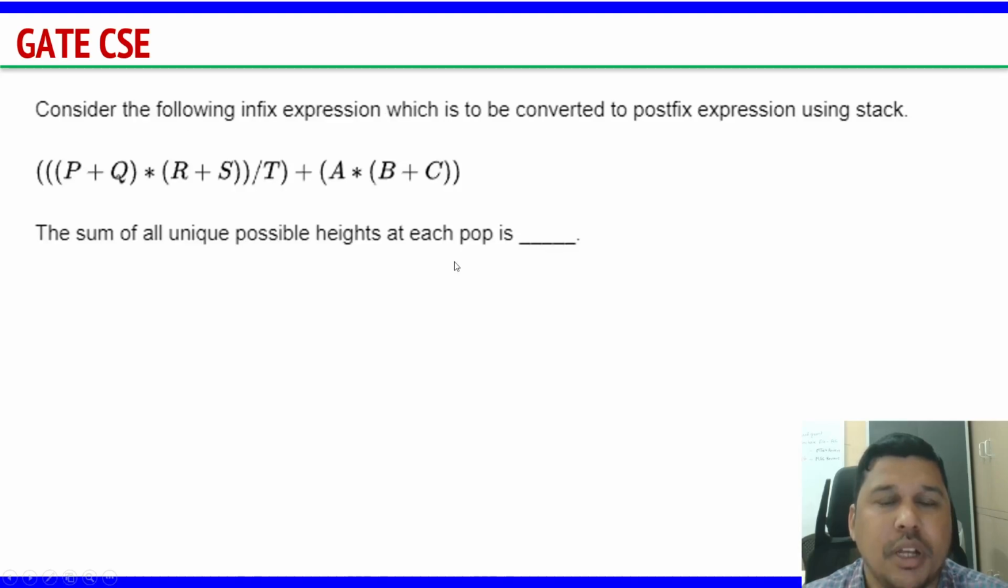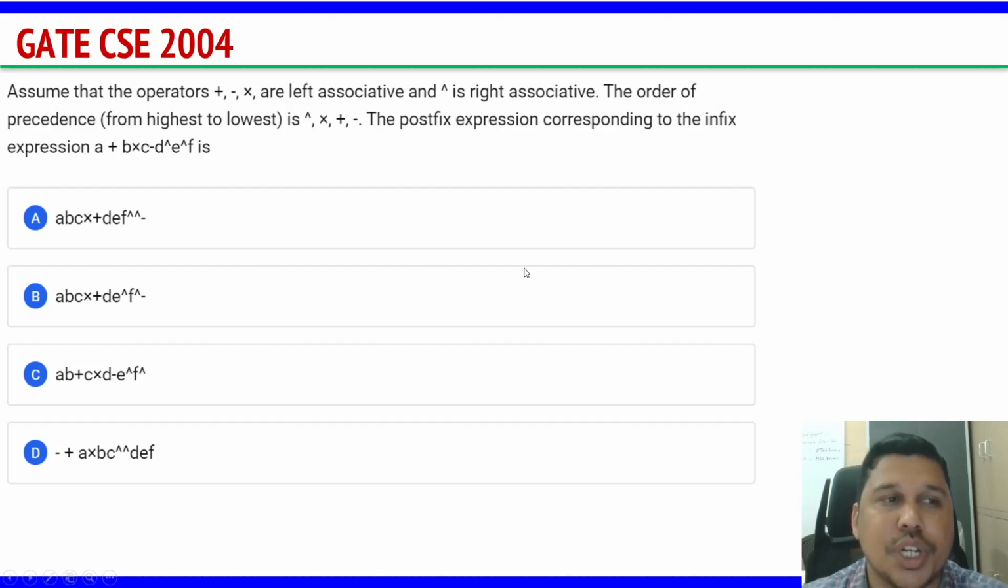So for this problem, if you solve it, you get the answer as 15. You draw the table and try to solve it, you get 15. See the next question here.